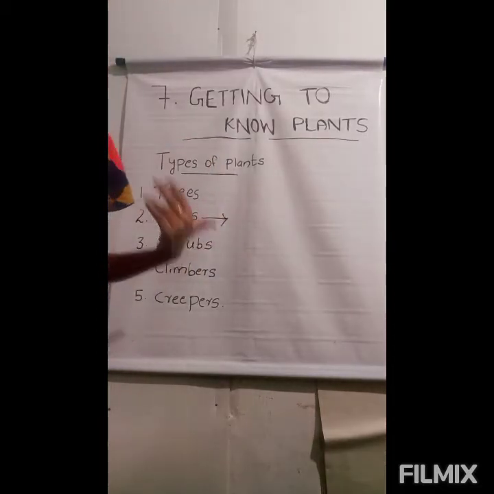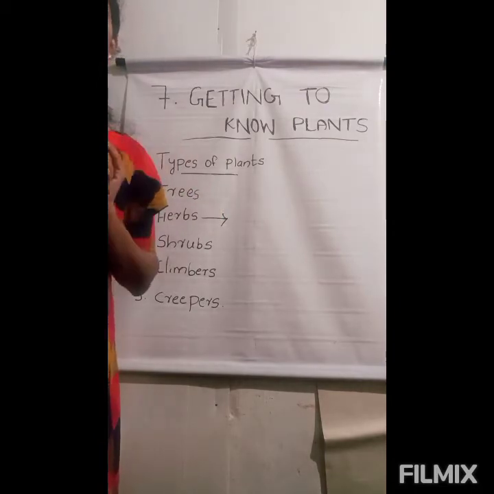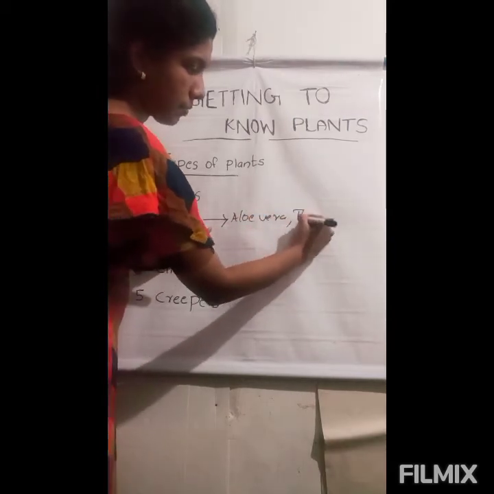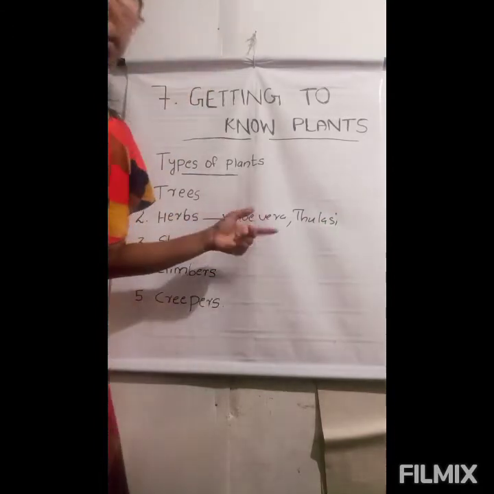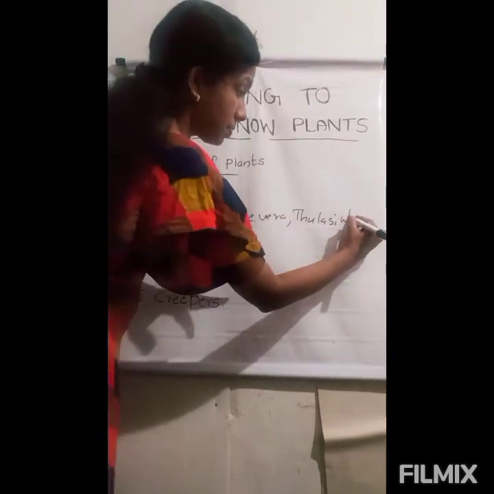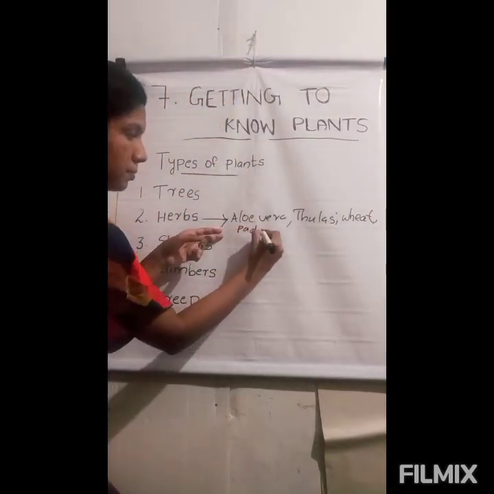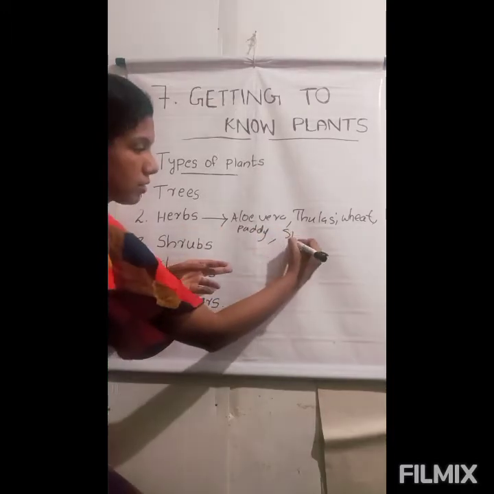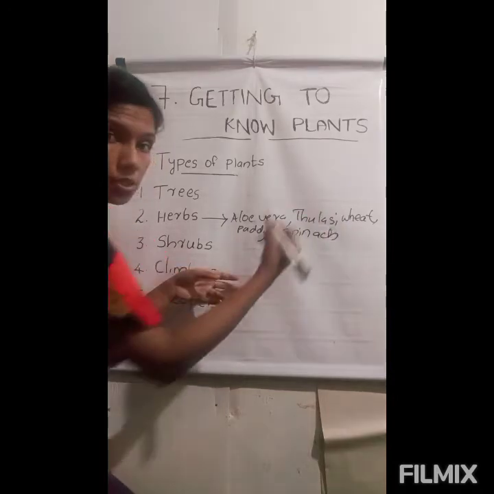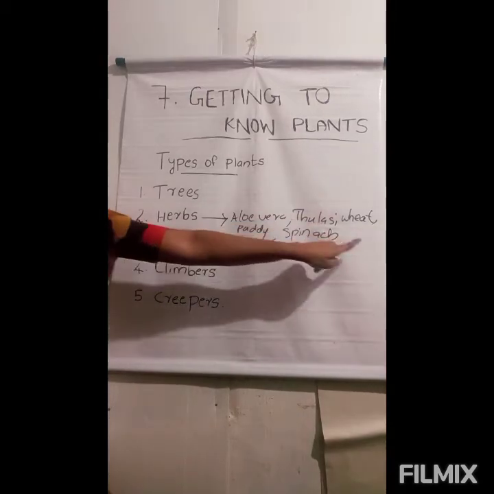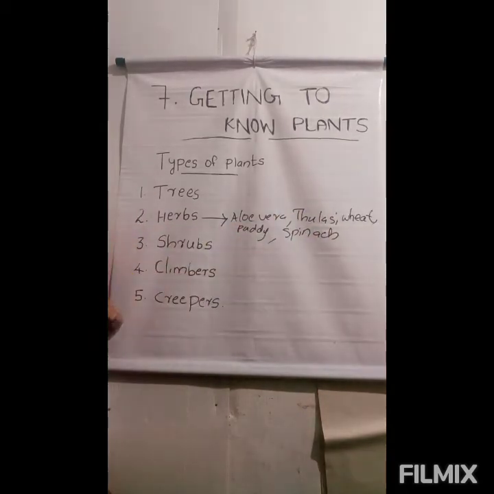You have observed various small plants such as aloe vera, tulasi, wheat, paddy, spinach, etc. This type of plant with a weak and thin stem is known as a herb.